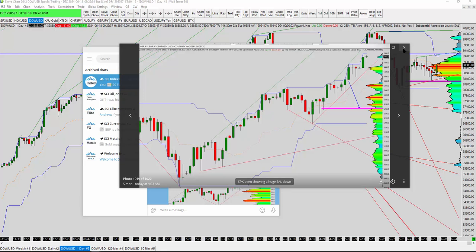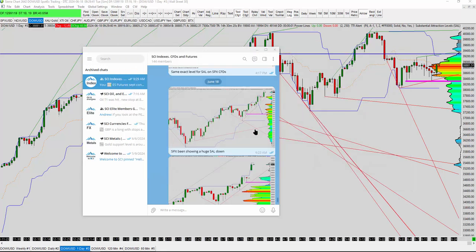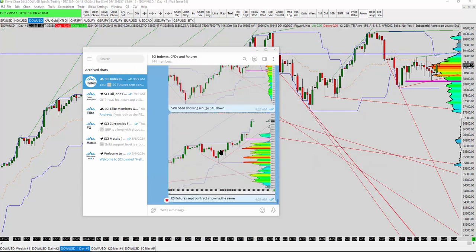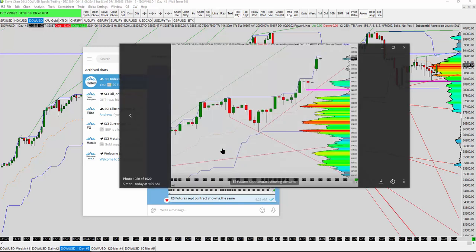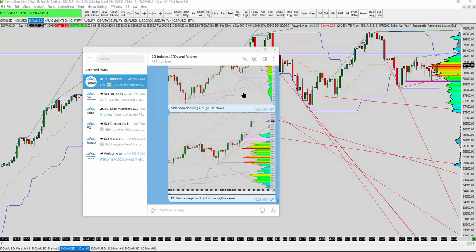This is SPX CFD. Now, is it a coincidence that the futures contract for ES is showing the same at the very bottom, right? It is showing the same attraction. So there is attraction for the indices to collapse.